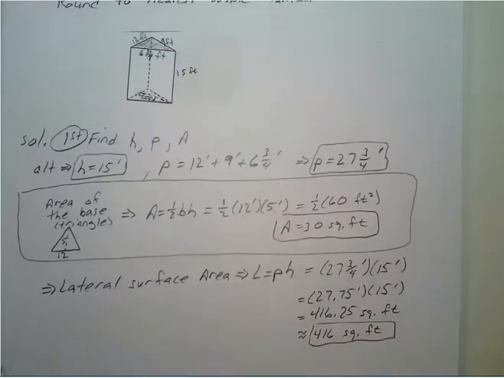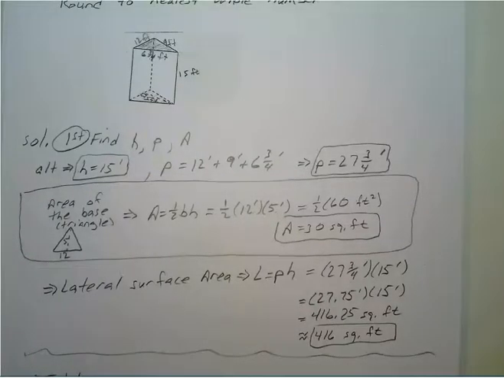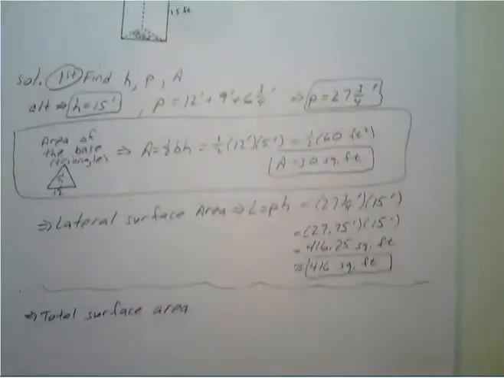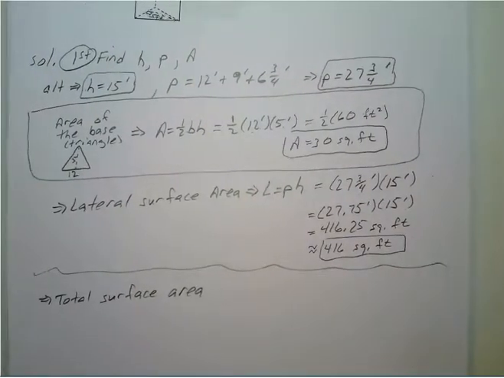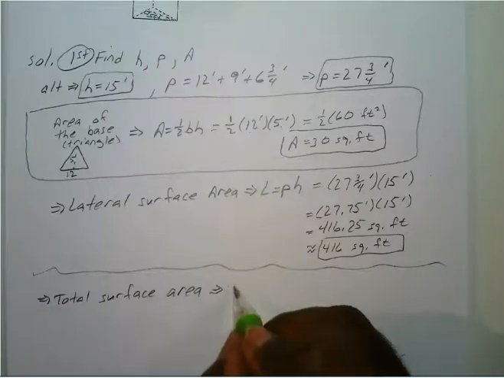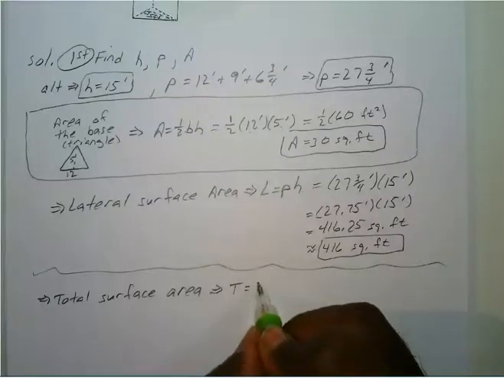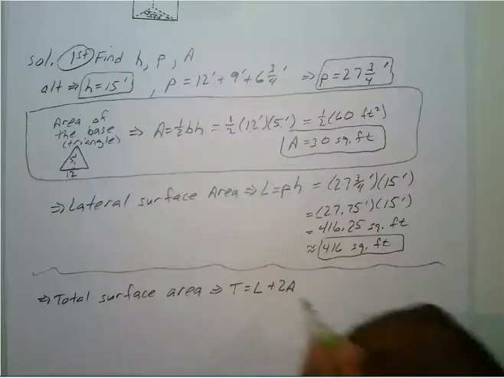All right, so now what about our total surface area? Oh, sorry about that. Thought I had it up far enough. Here we go. Okay, so for our total surface area, remember that formula. The total surface area equals our lateral surface area plus the area of our two bases.